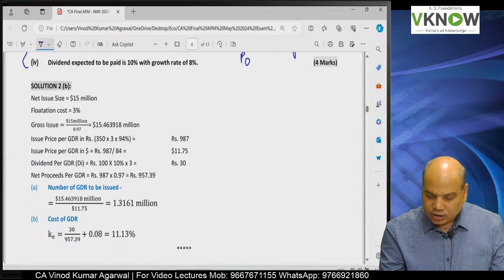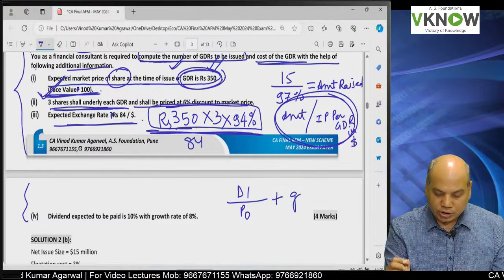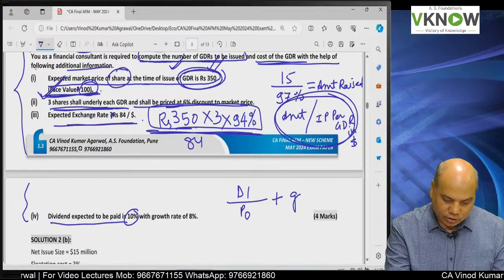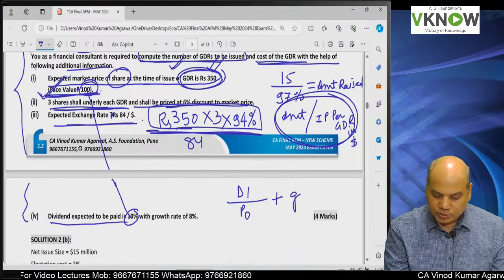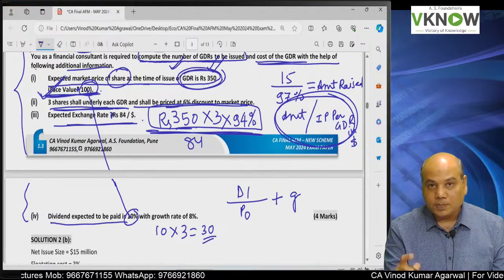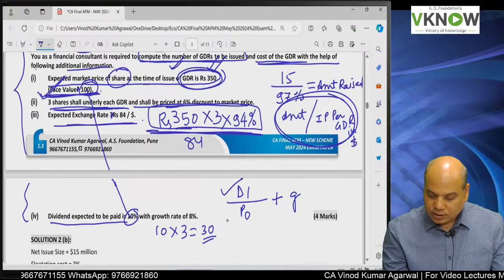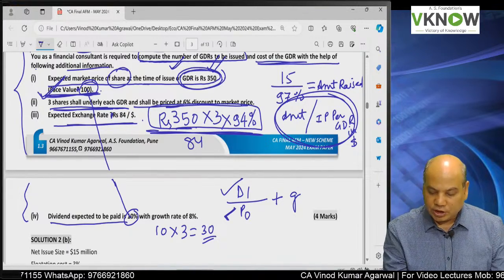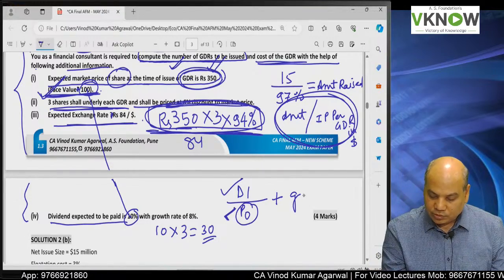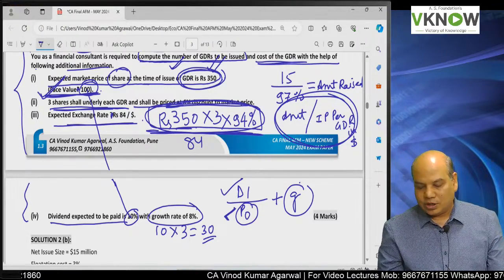Use that issue price in dollar here and you will get the number of GDR to be issued. The dividend expected is 10%. See, the face value is 100 rupees. Face value is 100 rupees means dividend is 10 rupees per share into 3 shares. So dividend per GDR will be 30 rupees. Okay. So D1, and the amount raised from GDR, this figure, minus 3% flotation cost will be P0, and the growth rate is given as 8%. So very easy question.